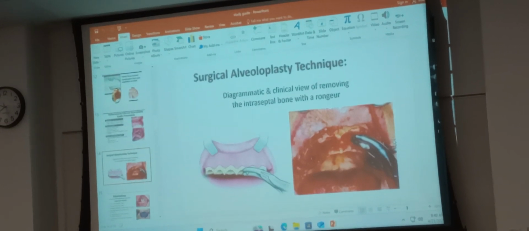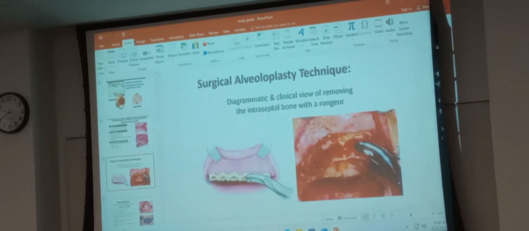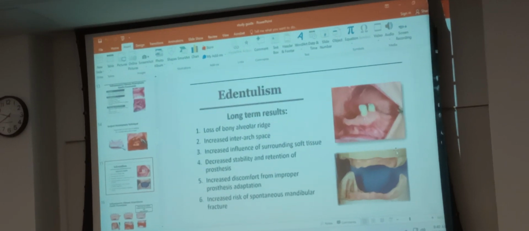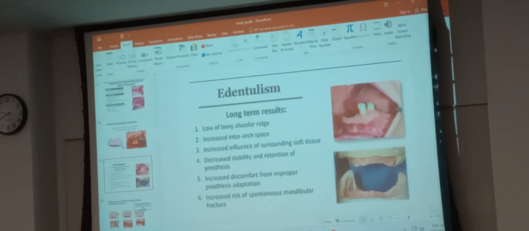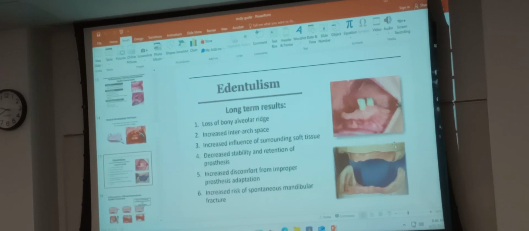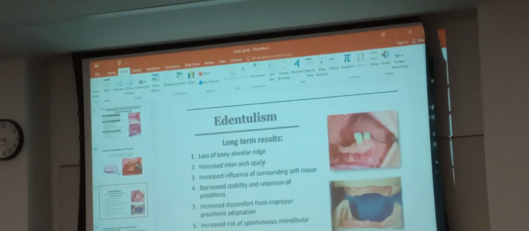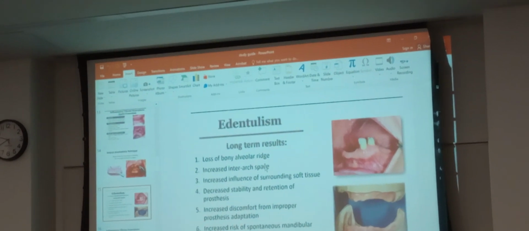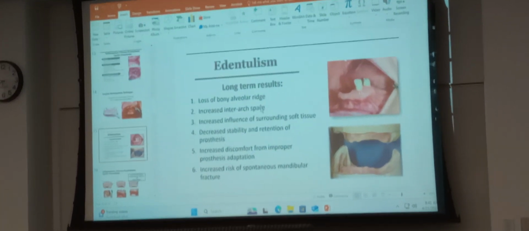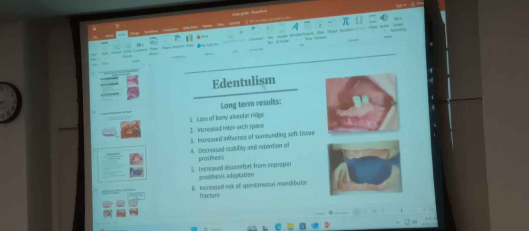Just know that rongeurs and bone files are used for alveoloplasty. Obviously, there's not going to be both of those in the answer choices, but just know that that's something you can use. Long-term edentulism, I would just memorize this list. There's going to be something on there that doesn't make sense, so I'm just helping you. That's an easy slide to memorize. Just understand what happens when someone has extractions and bone resorption. What are you going to expect? What are you going to anticipate? The question will be focused on all the things being correct except one. So hopefully it's something you're not only memorizing, but kind of understanding, because that's important as a dentist.